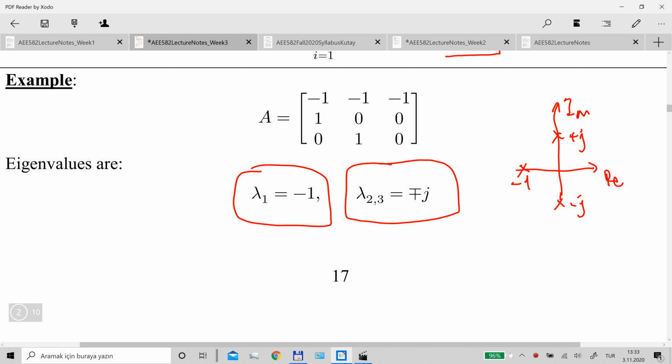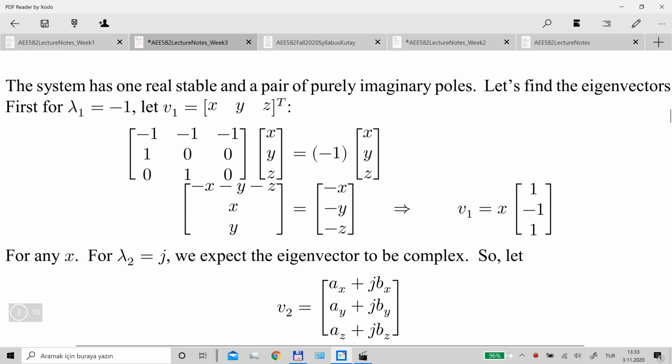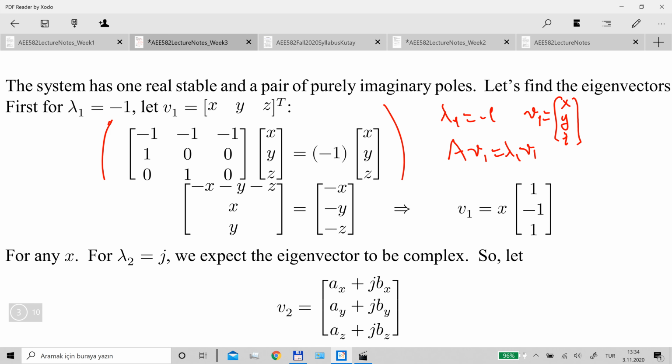Okay, first let's find the eigenvectors corresponding to these eigenvalues. Normally we use MATLAB for finding eigenvalues and eigenvectors, but let's go through the steps of finding the eigenvector manually. We have the first eigenvalue at -1. Let's call the eigenvector corresponding to it (x, y, z). We don't know what x, y, z are, and that's what we're trying to figure out. Then we insert that eigenvector into the equation A v1 equals lambda 1 times v1. So this is that equation here, and we get three equations in terms of the three unknowns x, y, and z.